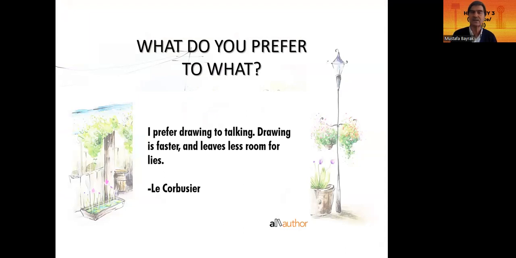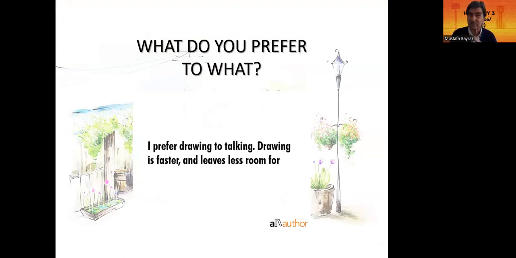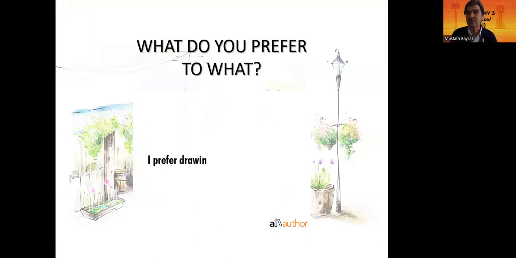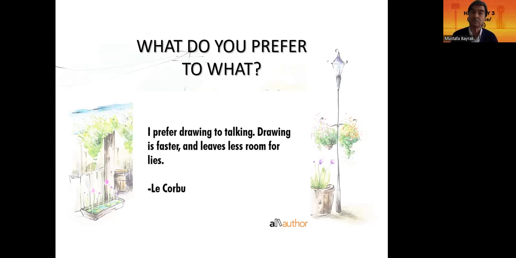This is one of the basic points of this presentation today. I prefer doing something, verb ing, to doing another thing. I prefer being something to being another thing. I prefer having something to having another thing. This is really important. For example, I prefer drawing to talking.